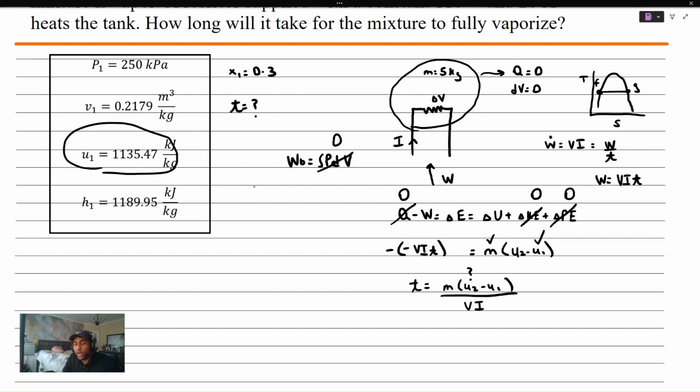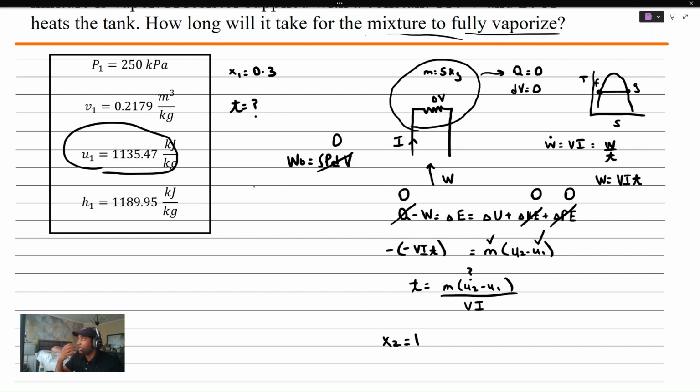If we think about what kind of properties we know at state point 2, all we know is that at state point 2, the mixture will be fully vaporized. If we turn that into a property, we know that the quality at state point 2 is equal to 1. The percent of the mixture which is vapor, if it's all vapor, means that the quality is going to be 1. Now we need two independent intensive properties to be able to fully define the state. And we don't have that yet.